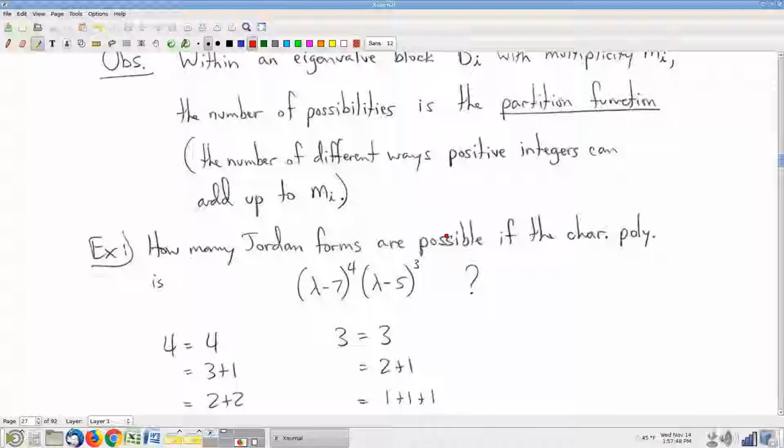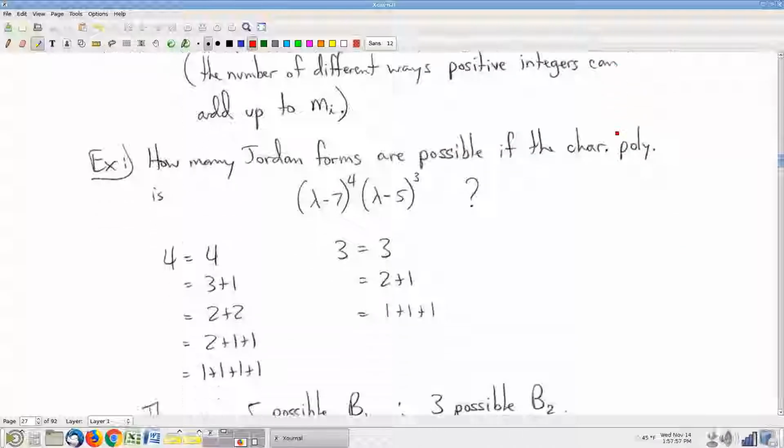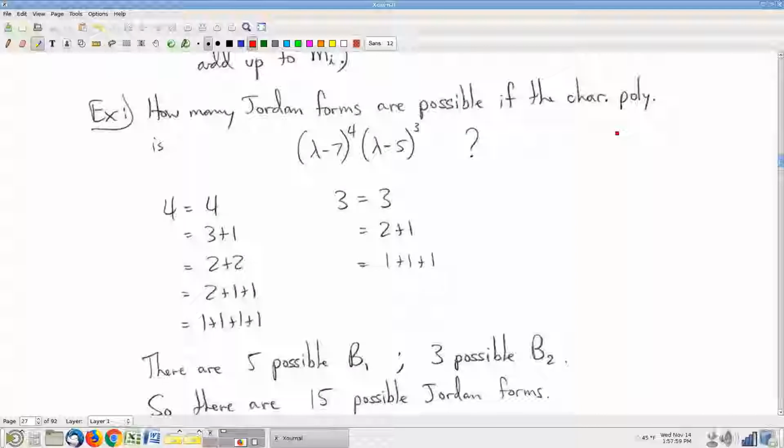And this is really just an observation of a sort of mathematical coincidence that this thing called the partition function comes up. Just a quick definition of the partition function. The partition function says how many different ways there are to add up positive integers to get a certain value.